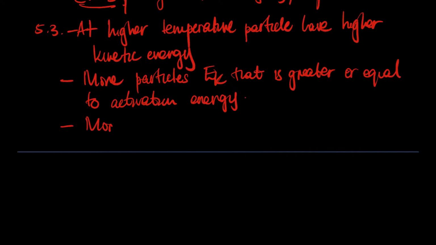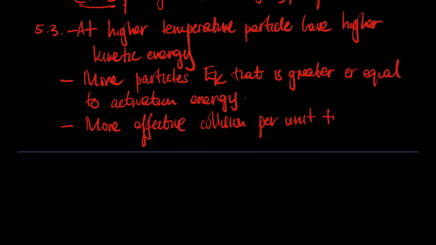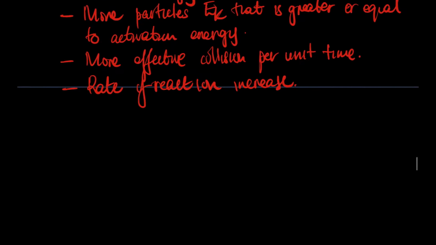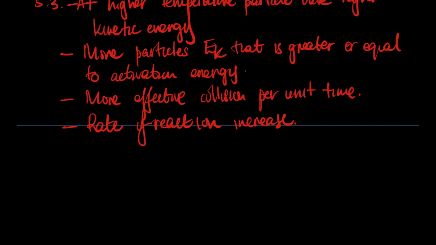We only have two points now. We can say more effective collisions per unit time, right? And then the last thing, at higher temperature, the rate of reaction increases. Guys, if you want to know how to explain according to collision theory, go to my video where I introduced the rate of reactions. Okay guys, those are the four points for four marks, right?